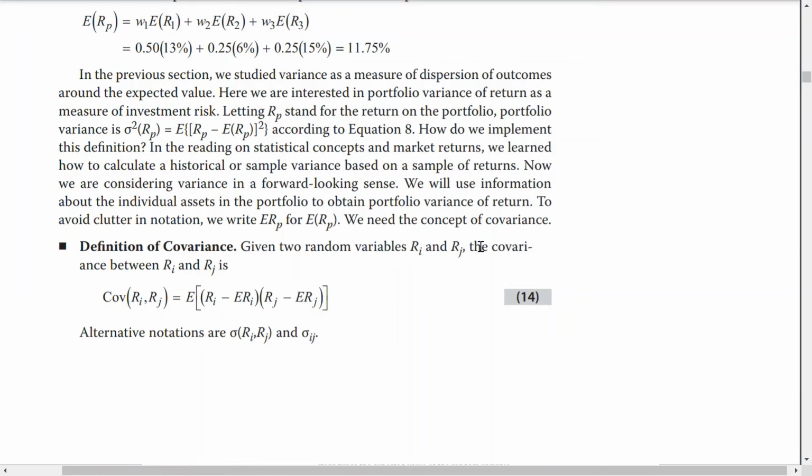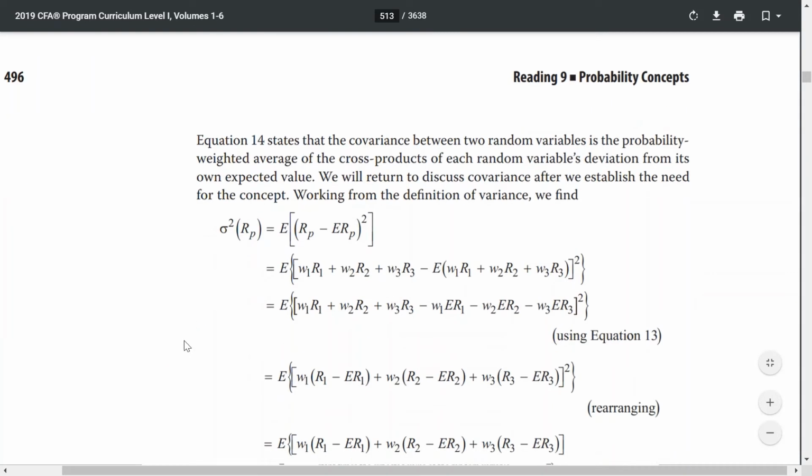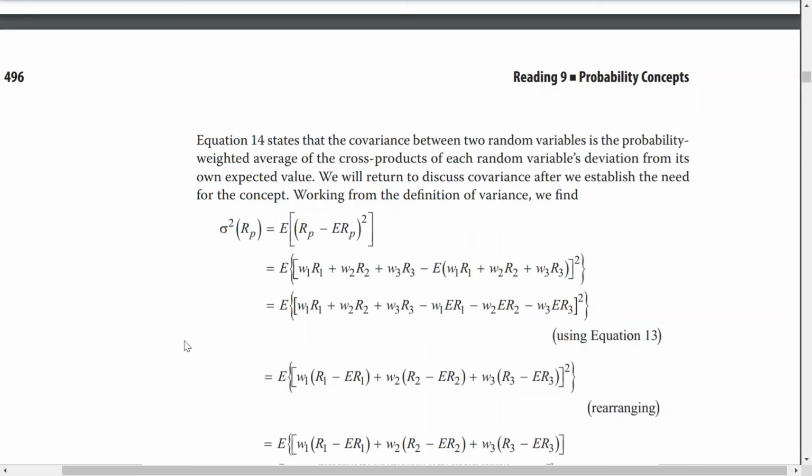We need the concept of covariance. Definition of covariance: given two random variables, Ri and Rj, the covariance between Ri and Rj is the expected value of Ri minus the expected return of Ri, multiplied by Rj minus the expected return of Rj. Alternative notation uses the standard deviations of Ri and Rj. Equation 14 states that the covariance between two random variables is the probability-weighted average of the cross product of each random variable's deviation from its own expected value.